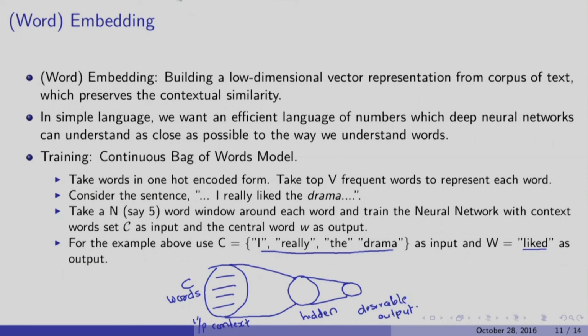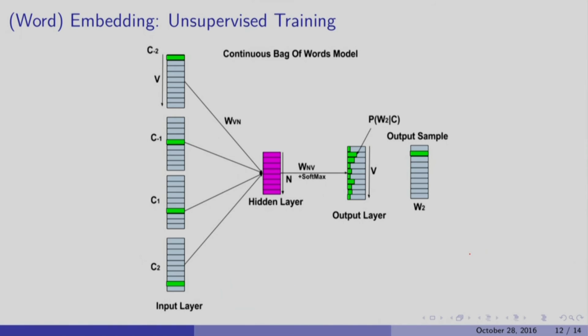And you want to be able to discover a hidden representation for the context such that you are able to reliably predict the desirable output. This is the general architecture for training the embedding model. You are training it, but it is still unsupervised because you have not really associated any human supervision in this process. So the training consists of continuous bags of words.